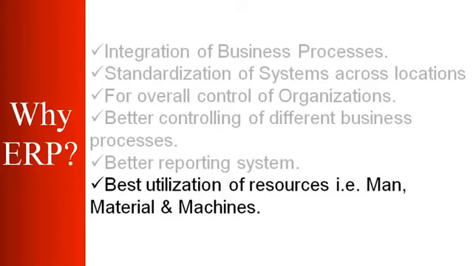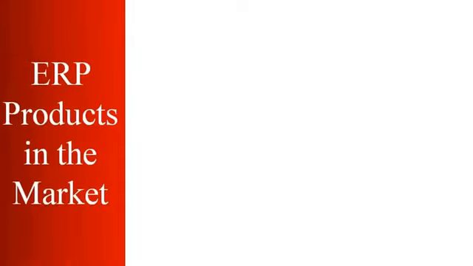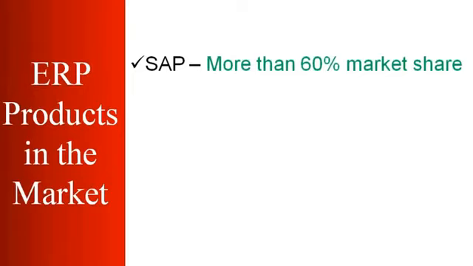As I said, ERP has different products in the market, and SAP is one of the ERP products. So let's see what the different types of products are that we have in the market. Of course, one is SAP, which is number one in the market these days with more than 60% market share at the moment.